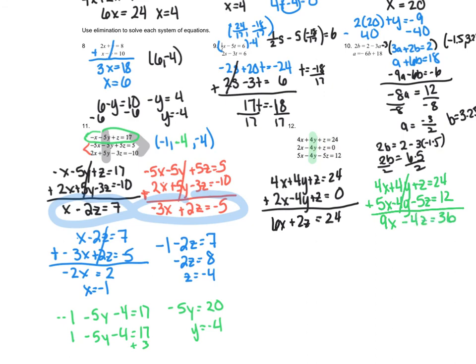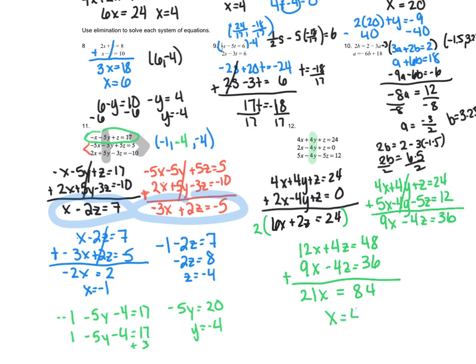So now we're going to pair these two guys together. While I'm doing that, I'm going to multiply this by a 2 so that my z's cancel. So 12x plus 4z equals 48. 9x minus 4z equals 36. Add these together. 21x equals 84. X is going to be 4.